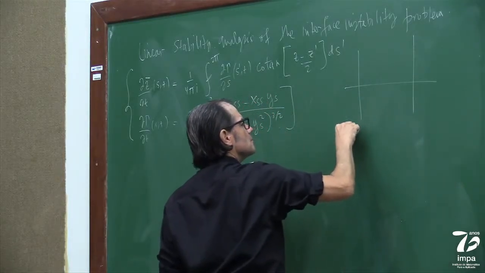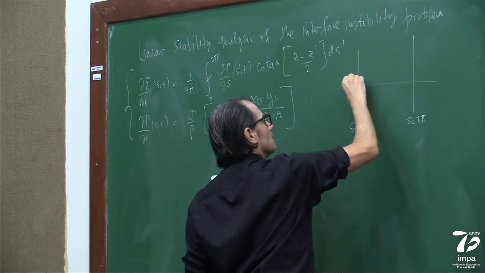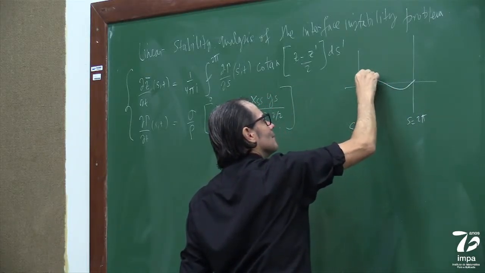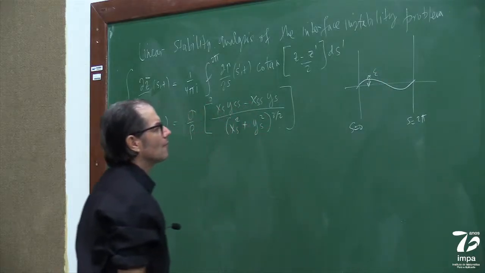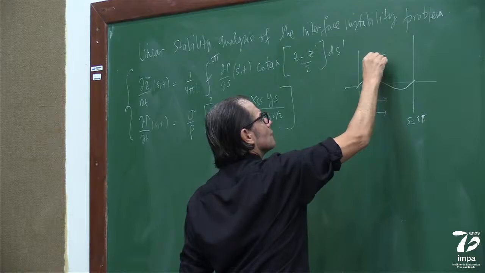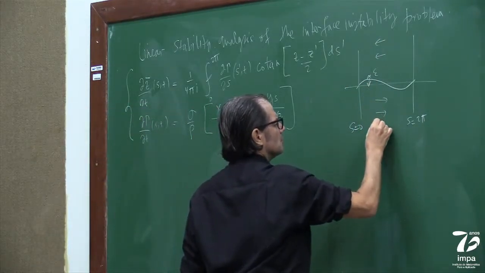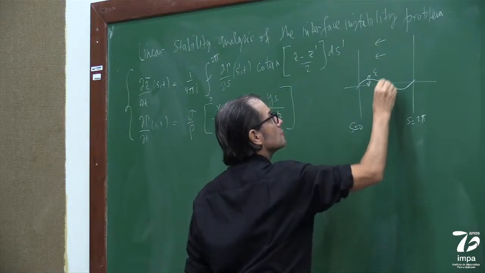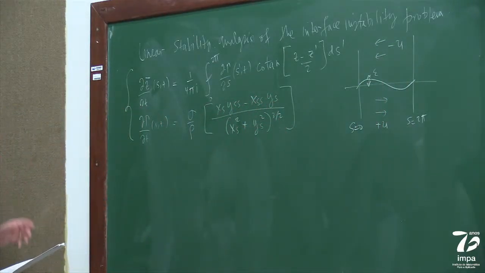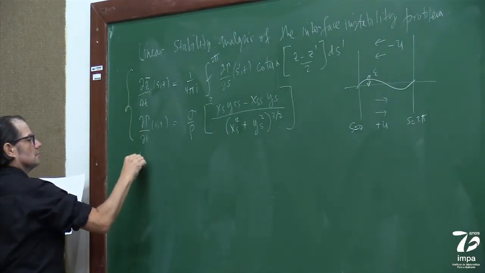Remind us of the problem: s equals 0, s equals 2 pi. This is epsilon. We have a shear flow at infinity, plus and minus away, which is plus u, minus u. Okay, this was from last time. Then we write the solutions.